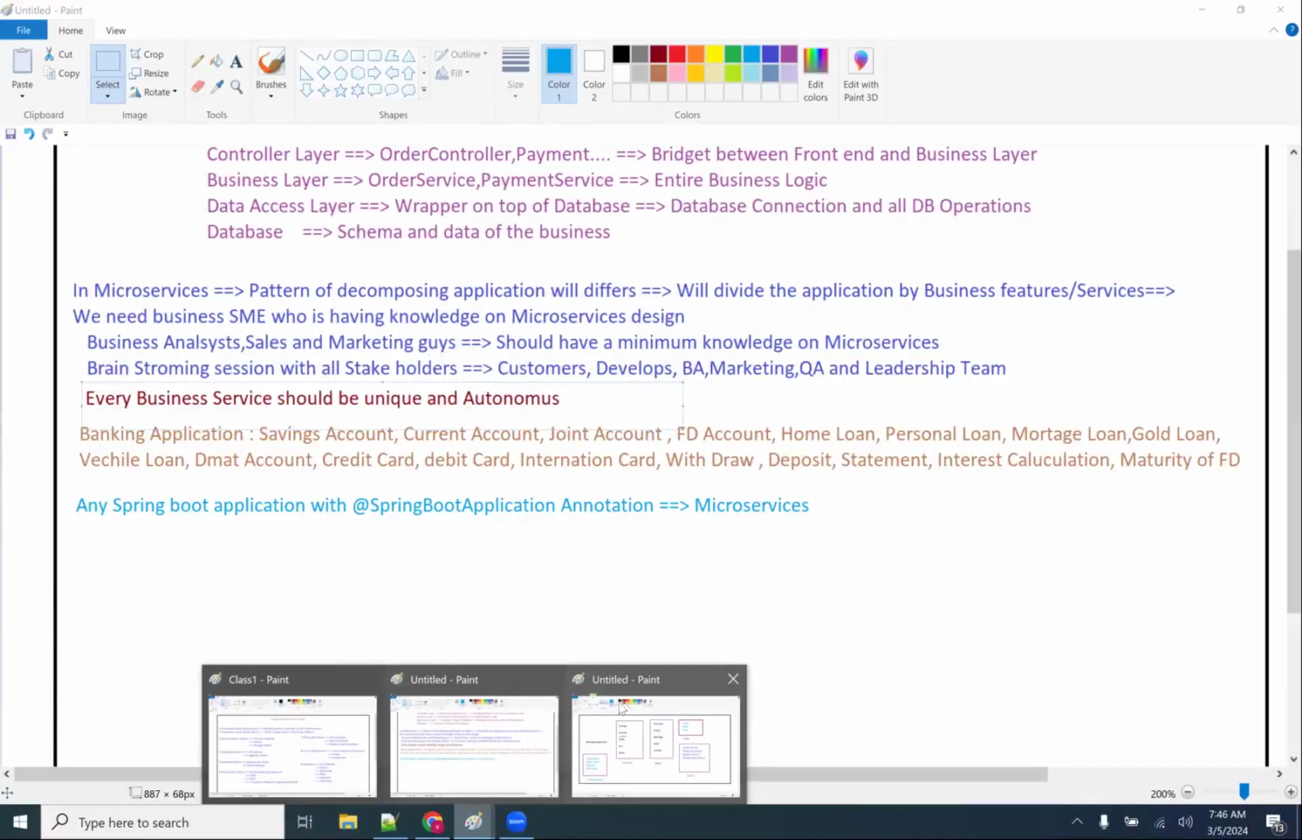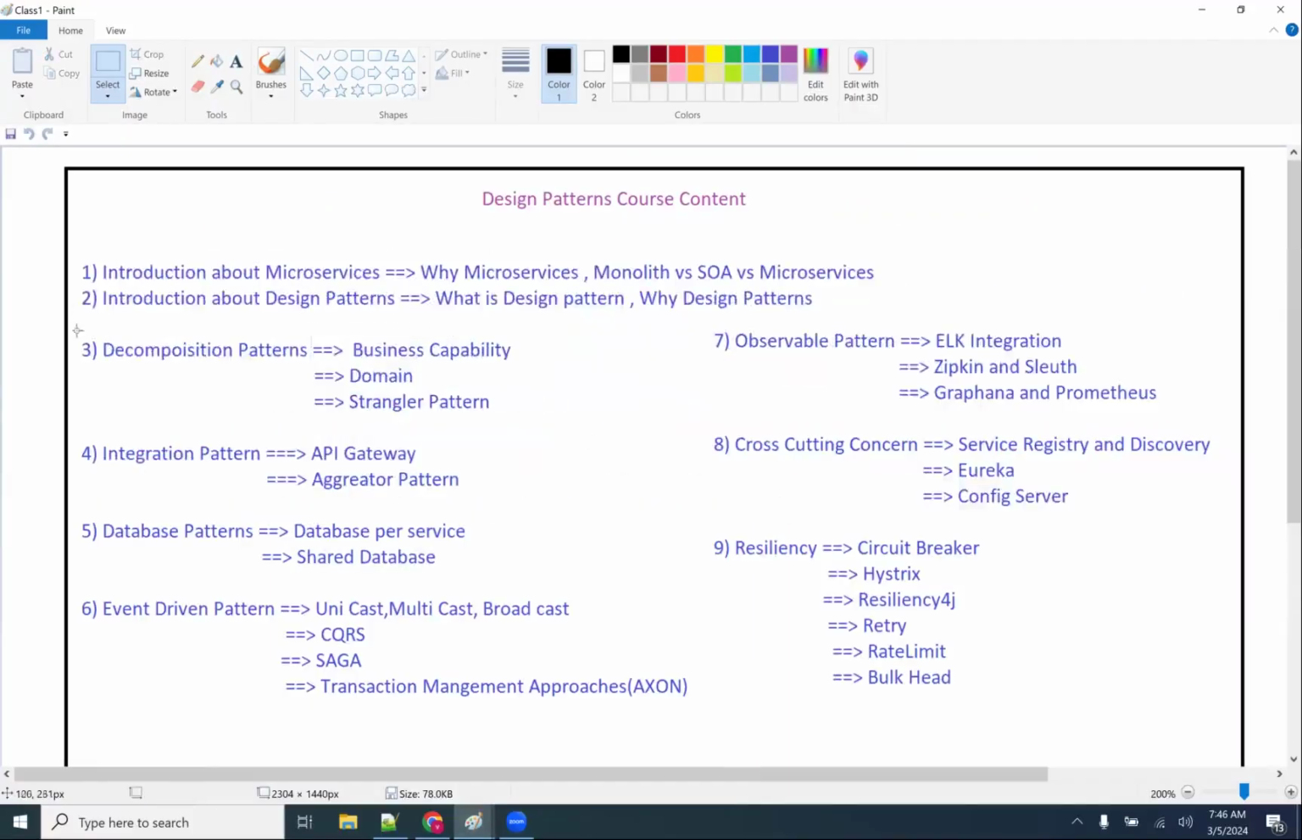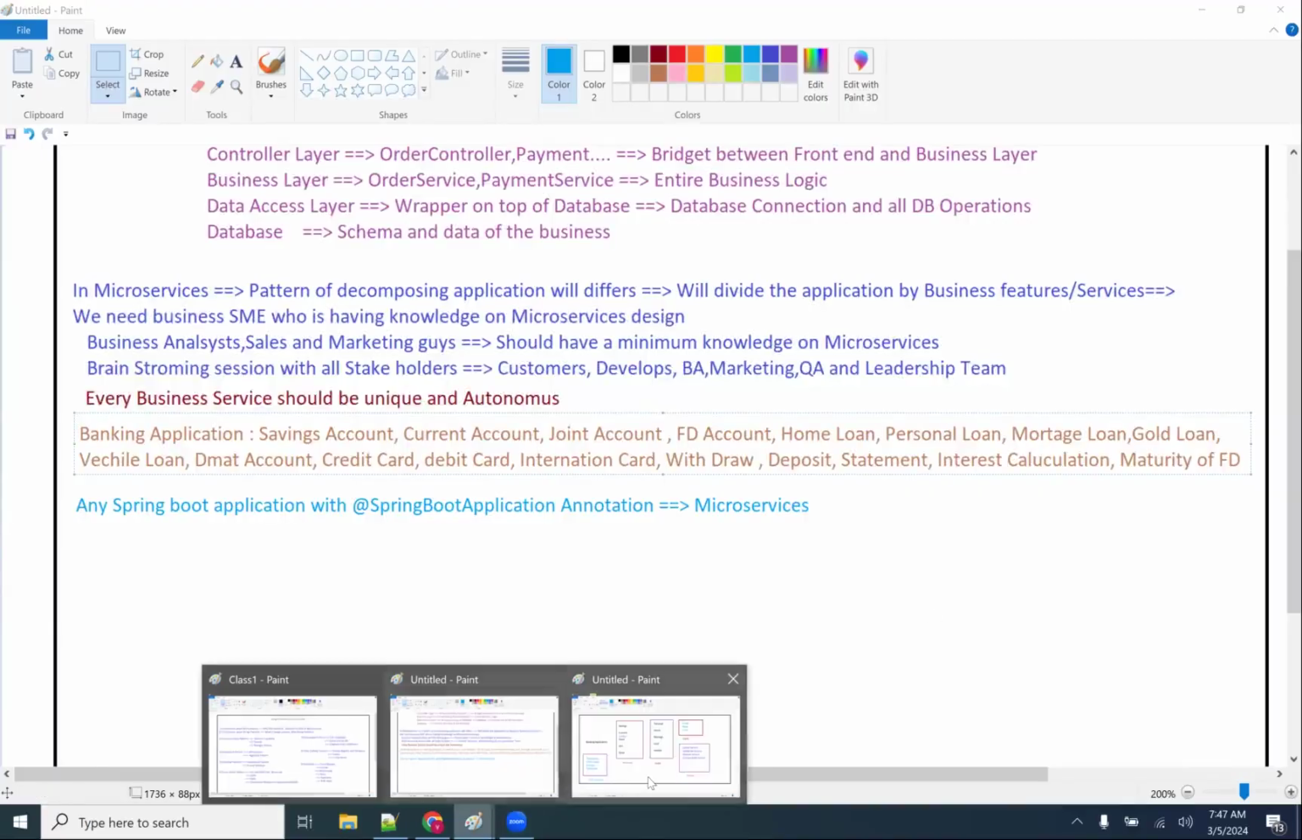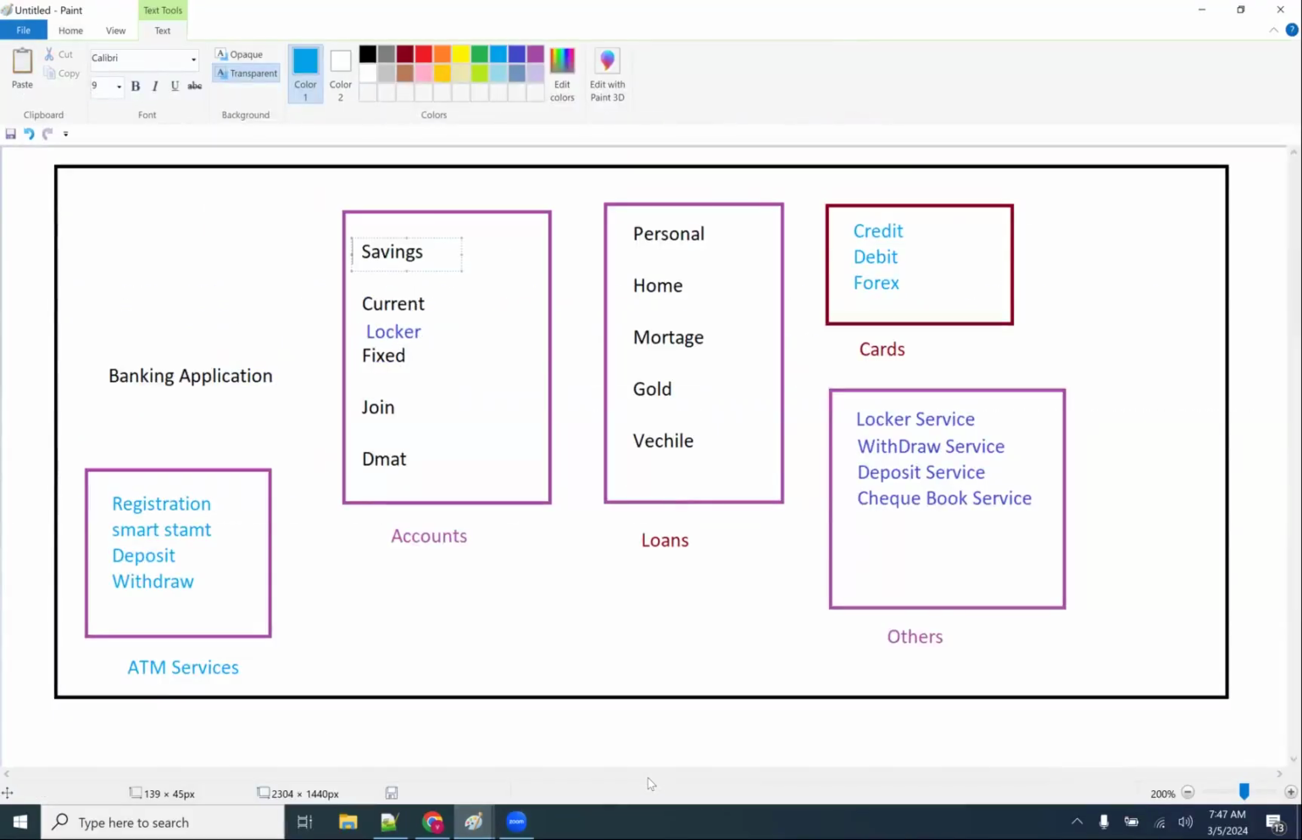What is the first thing I am talking about here? The first thing is the decomposition pattern under business capability. Understand? Decomposition pattern on the business capability. What I did here, I listed all the maximum banking services and business features, and I was able to categorize them into sections. Same related services into one section, same related services into another section, and so on.